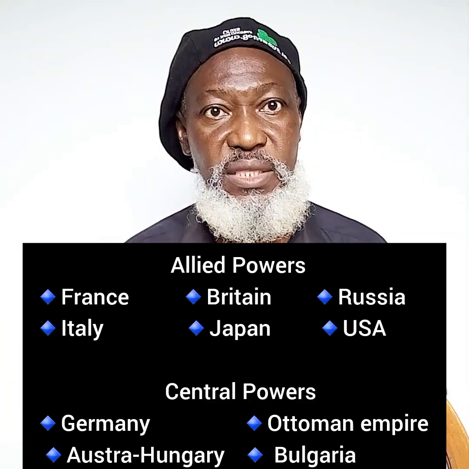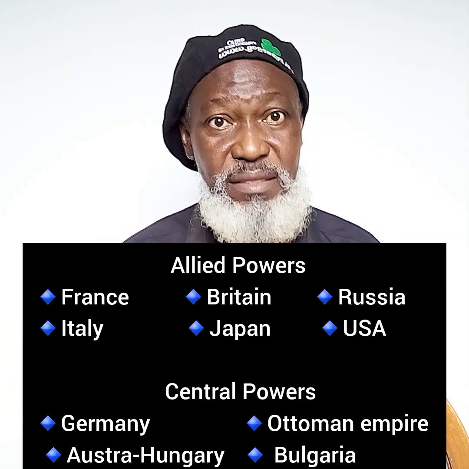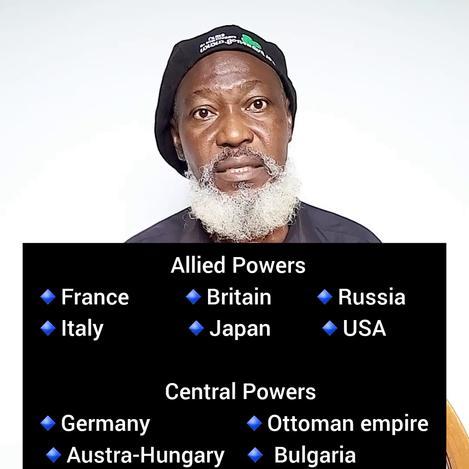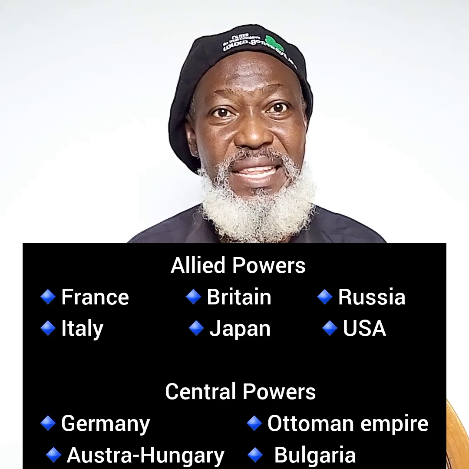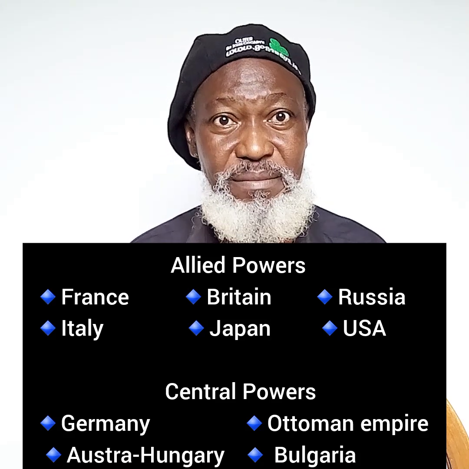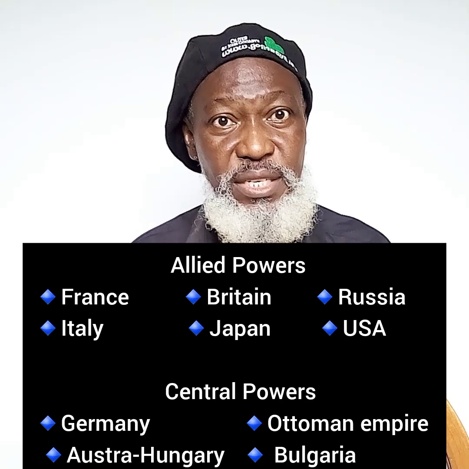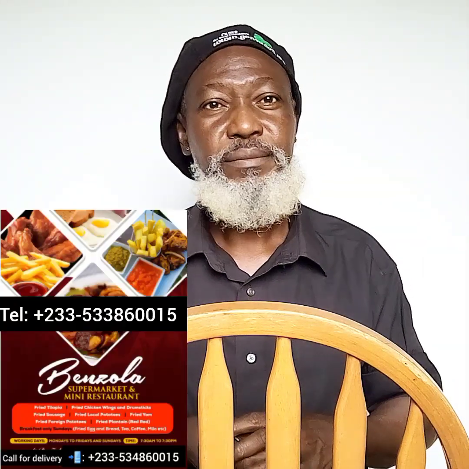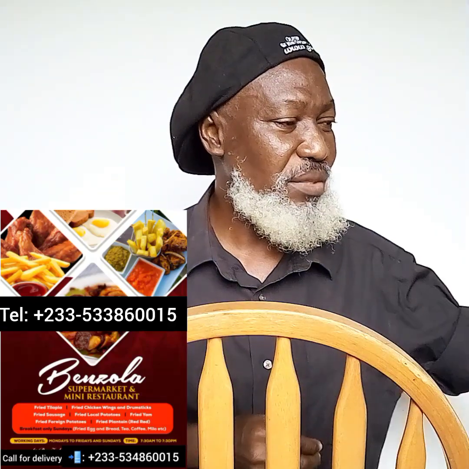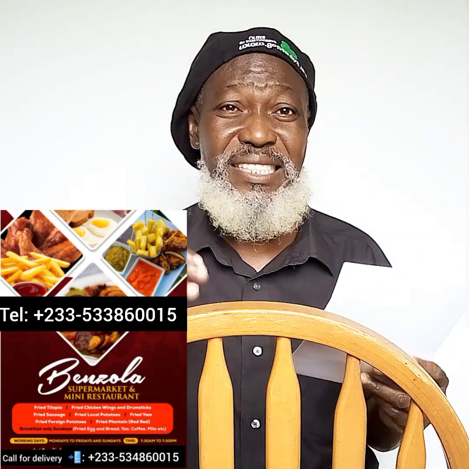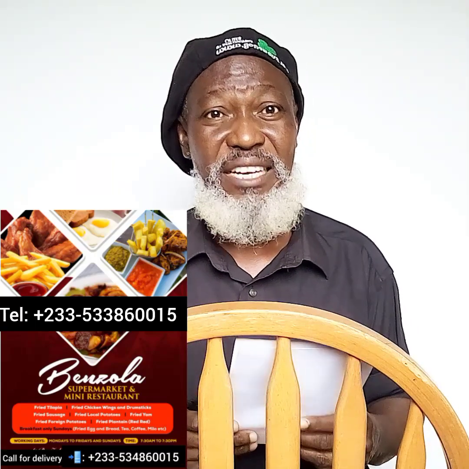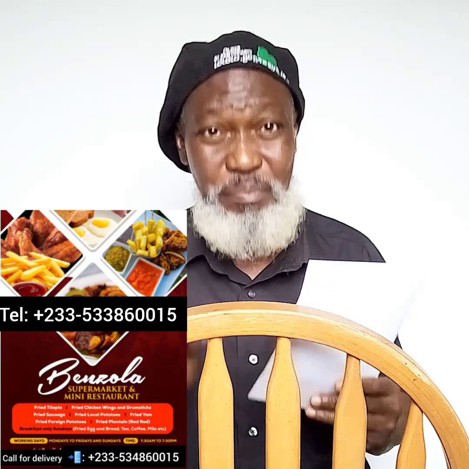There was one side, the Allied powers, and the Central powers. The Allied powers were made up of France, Britain, Japan, Italy, and the USA. The Central powers were led by Germany, the Ottoman Empire, Austria-Hungary, and a few others. It was one war that was caused by the killing of a monarch, and that sparked a crisis which was already simmering. That war took away so many lives, as I've already indicated. So it was at the end of that war that governments decided, let us sit and meet and discuss peace.